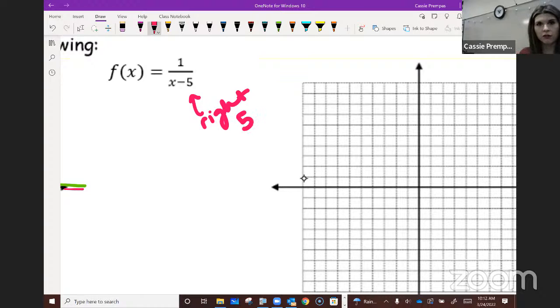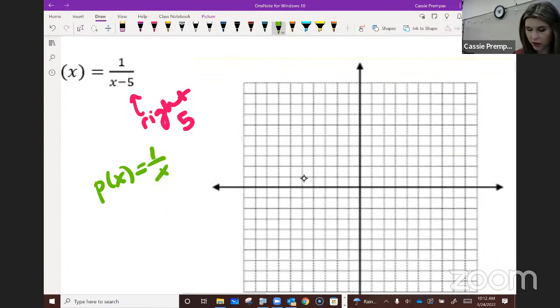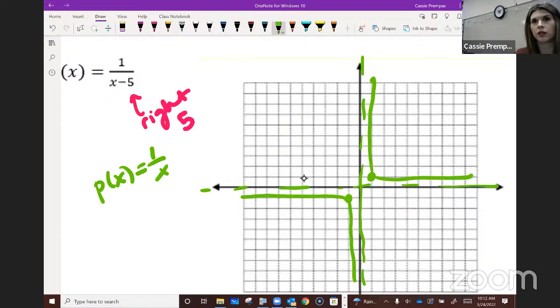All right, I heard it, right 5. So let's go ahead and use that parent graph again, p of x equals 1 over x. Let's see if you remember it by now. It has a vertical asymptote at x equals 0, a horizontal asymptote at y equals 0, and points (1, 1) and (-1, -1). Then it continues in this shape, going up like this, and then this way. But now to graph function f, I'm going to take everything and move it right 5.